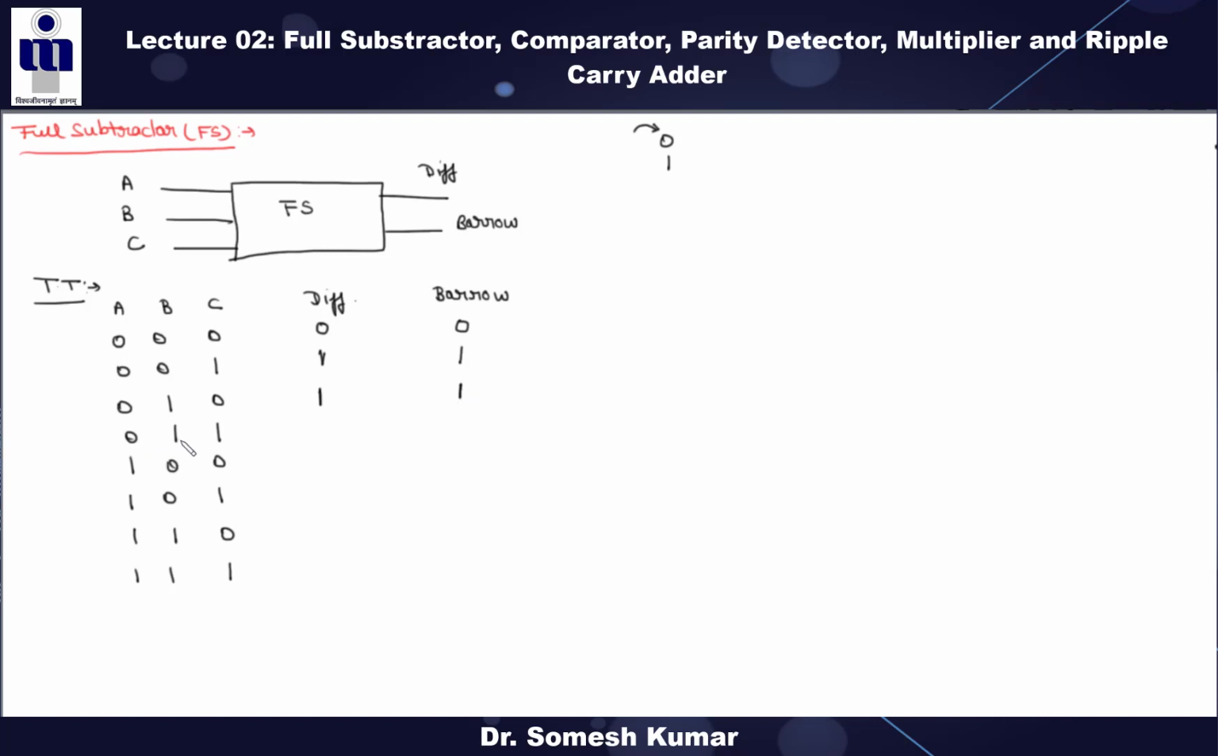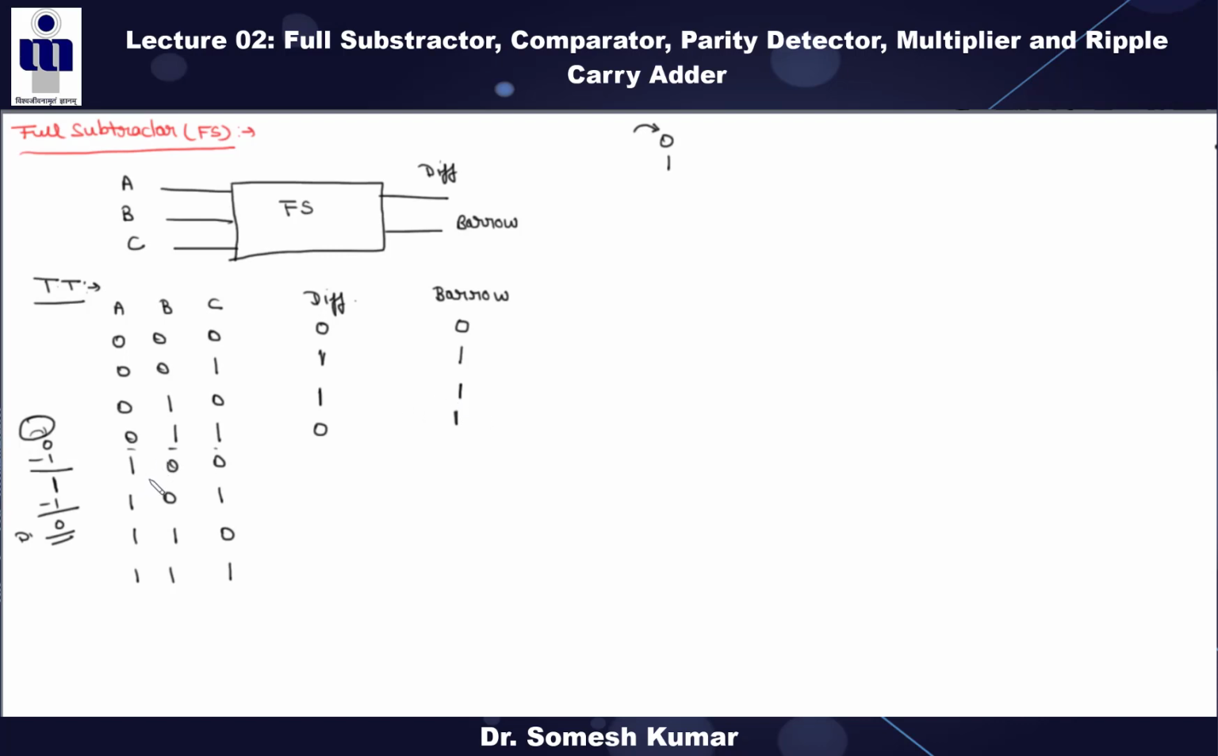In the next, 0 minus 1, 0 minus 1, 1 and 1 minus 1, it is 0. Difference is 0, and what about the borrow? Yes, borrow is 1 in this case, right? Because 0 minus 1, here we have to take 1 borrow. So it becomes 1, and again 1 minus 1 becomes 0. So overall difference is 0, but the borrow is also 1.